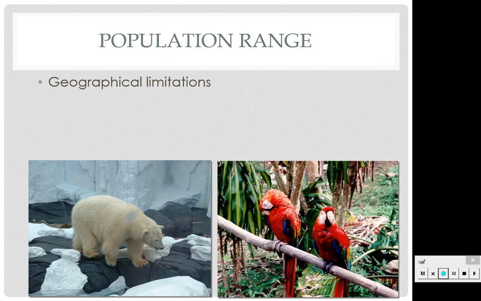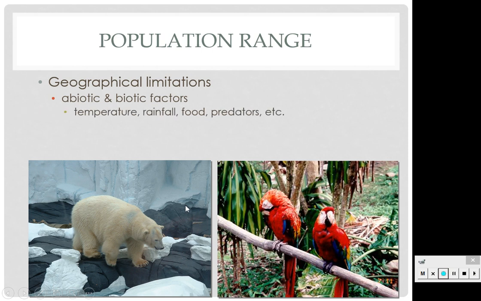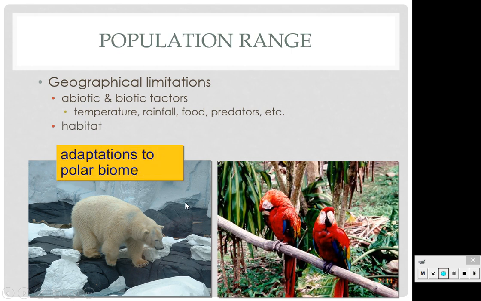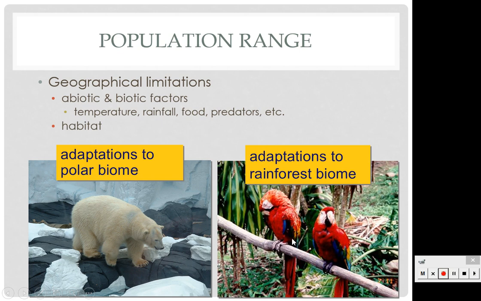Alright, population range, geographical limitations. Okay, this is going to be limitations due to abiotic and biotic factors. For example, these nice little macaws here are not going to be living in the same environment as this polar bear because of biotic and abiotic factors. Okay, temperature, rainfall, food, predators, etc. Habitat. Okay, this polar bear has adaptations to the polar biome. These have adaptations for the rainforest. Okay, they're not going to overlap.